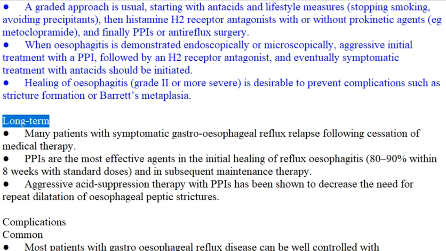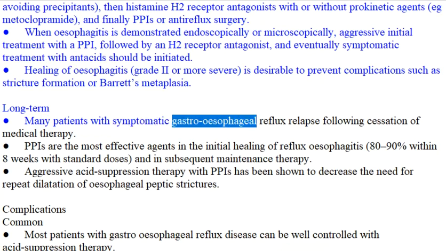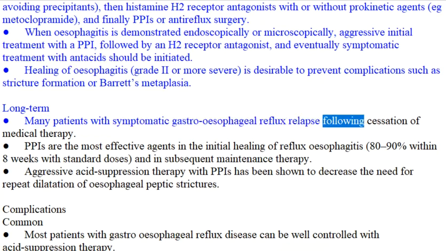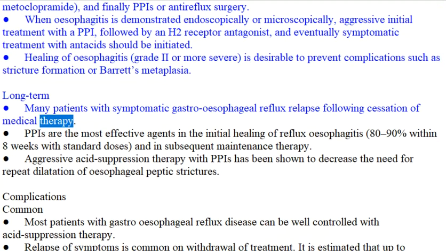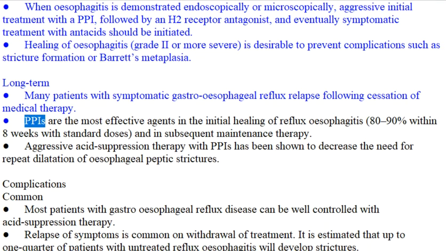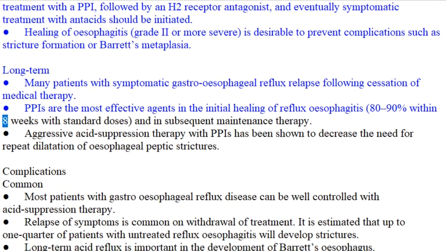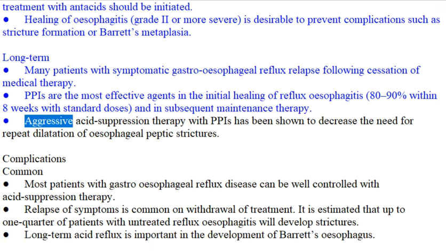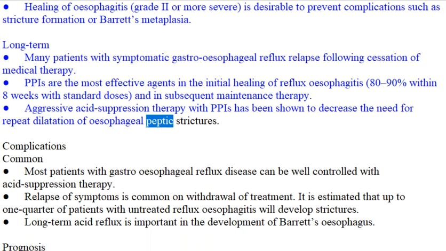Long-term. Many patients with symptomatic gastroesophageal reflux relapse following cessation of medical therapy. PPIs are the most effective agents in the initial healing of reflux esophagitis, 80–90% within 8 weeks with standard doses, and in subsequent maintenance therapy. Aggressive acid suppression therapy with PPIs has been shown to decrease the need for repeat dilatation of esophageal peptic strictures.